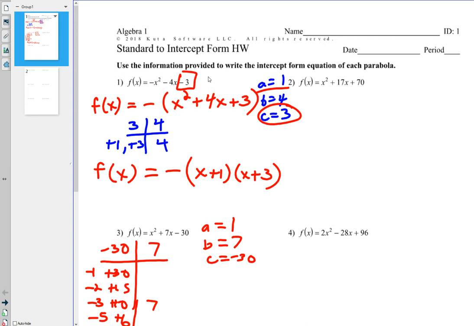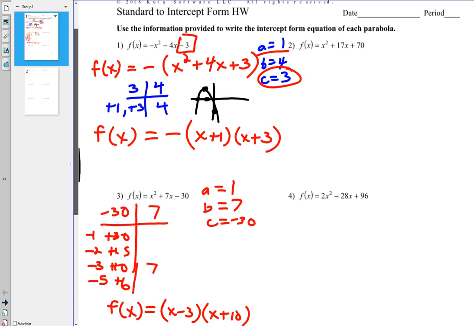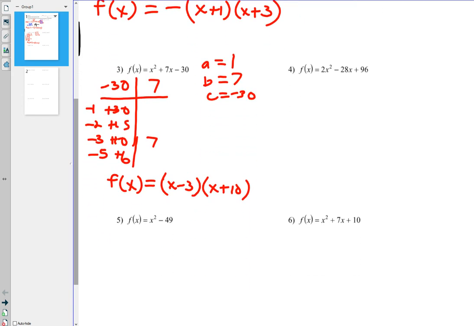So if I were to draw a quick sketch of the graph, it's touching down here at negative 3. It's crossing the x at negative 1 and negative 3. So this would be something like that. The vertex, if we were to find it, would be there somewhere in the second quadrant. Any questions? All right. Let's go to number 4. It's a little bit different here.